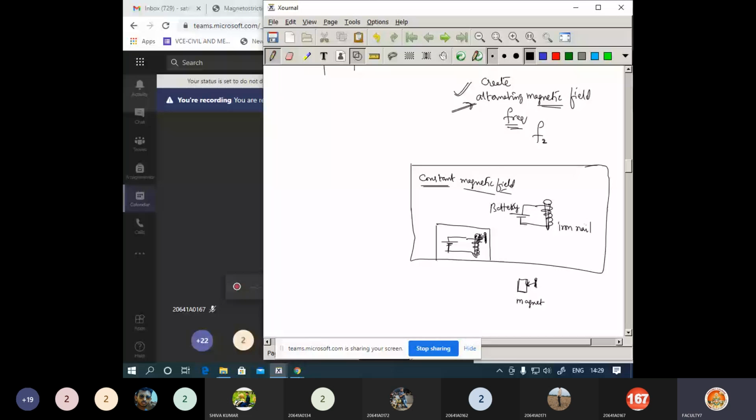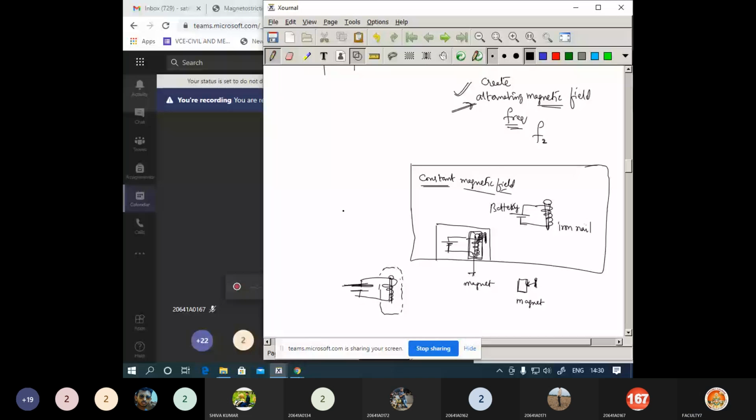So what is the meaning here? If this is an iron nail, okay, now surrounding this coil there is a magnetic field surrounded through a certain area here. Now here this magnetic field will be constant. It is a constant magnetic field. So what is the meaning of constant magnetic field? I can give one more example.